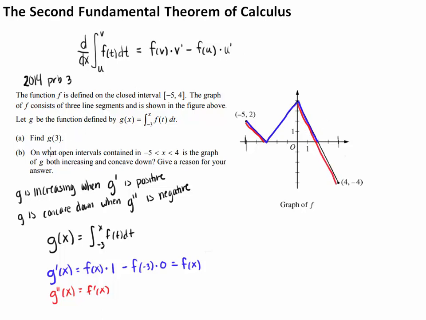And so the question asks, on what open intervals is the graph of g both increasing and concave down? That happens where I've got both of these things happening. I've got -5 to -3 and 0 to 2. So there's an example of how you would use the second fundamental theorem of calculus using a graph instead of just an equation.